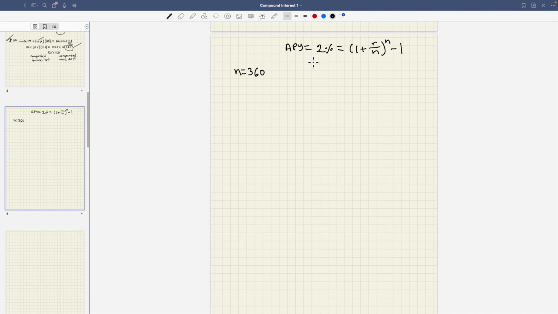Because remember, this 2% is for 1 year. If you were to keep your money in the bank for 1 year, you will get 2%. But if you were to keep it in the bank for 3 months, then you have to find out what R is and compute it for 3 months.